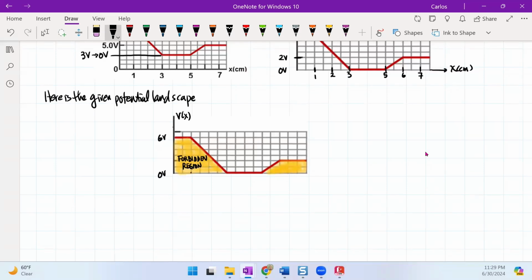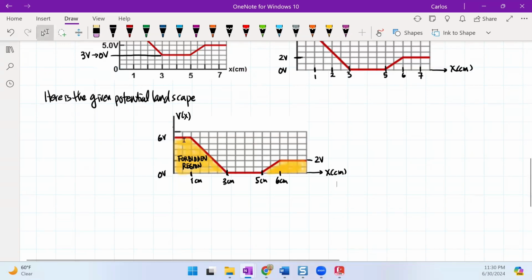You could see here that one of these points is at 1 centimeter. This point is 3 centimeters. This point is 5 centimeters. And this point here is 6 centimeters. So those are the important points. And again, right here, this is 2 volts. I'm plotting this in units of centimeters here, but if we do calculations, it's got to be in meters. So for now, let's just reference this.